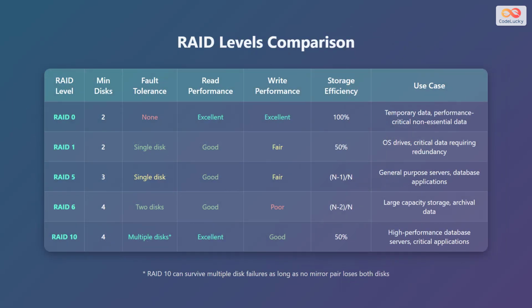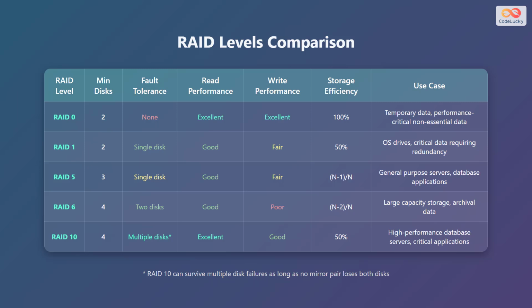Now, let's compare the different RAID levels based on several key factors. Starting with RAID 0. It requires a minimum of 2 disks and has no fault tolerance, but offers excellent read and write performance and 100% storage efficiency. It is best used for temporary data or performance-critical non-essential data. RAID 1 requires a minimum of 2 disks, provides good fault tolerance, good read performance, and fair write performance, with 50% storage efficiency. It is commonly used for operating system drives and critical data, requiring redundancy.